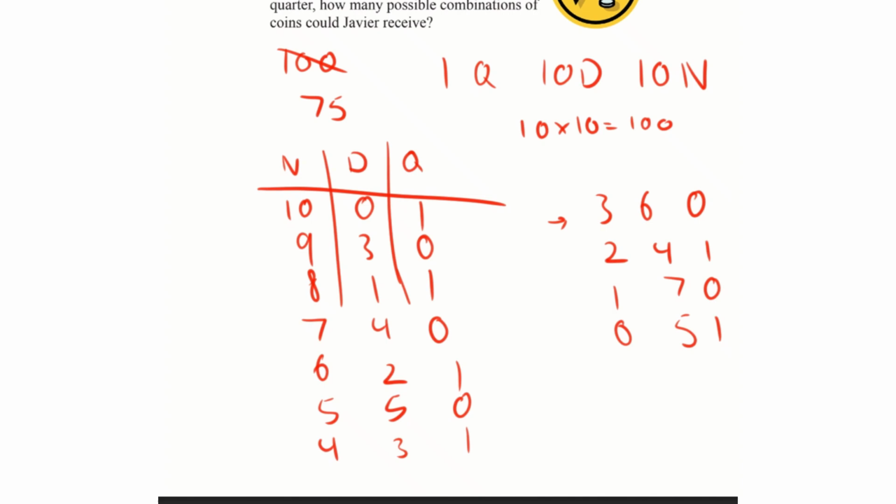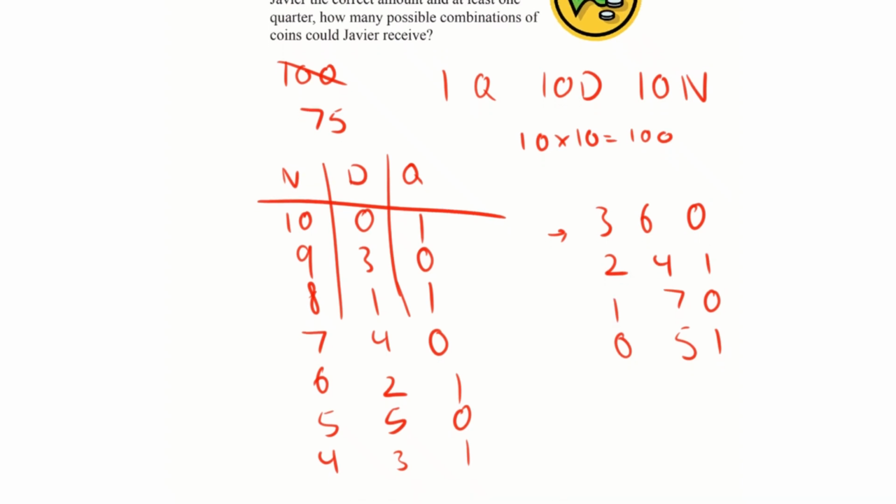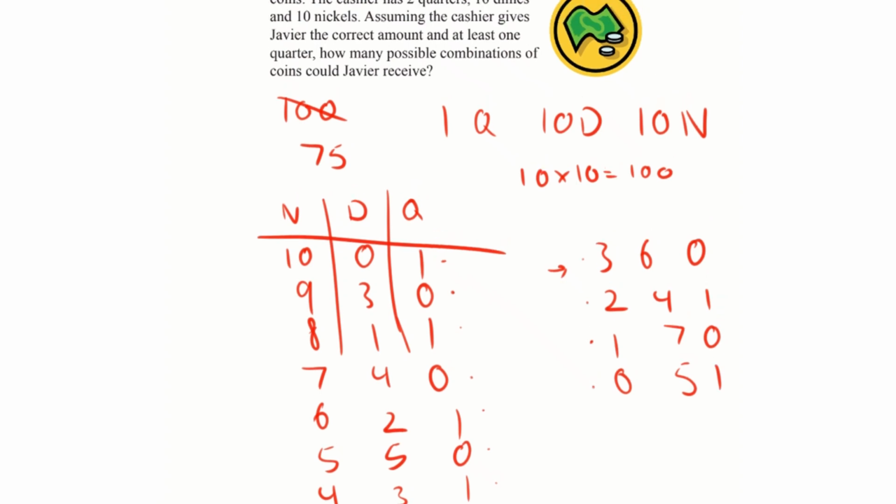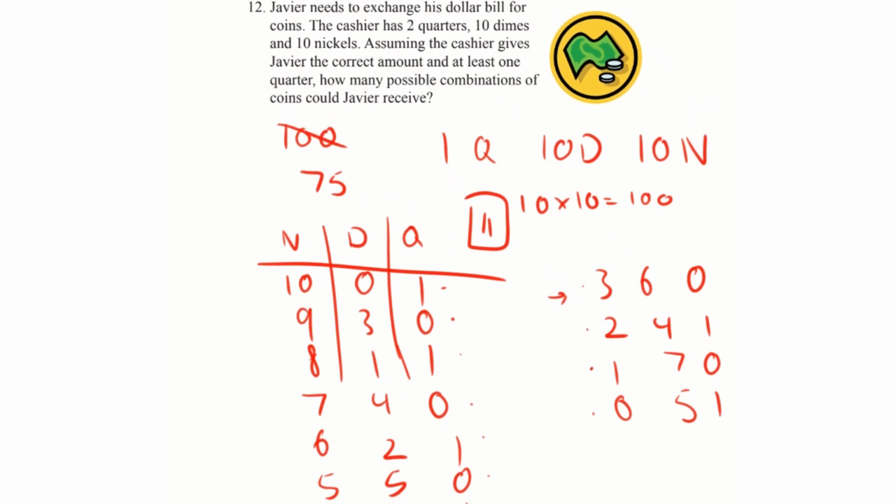Now let's see how many possible combinations this totals up to. 1, 2, 3, 4, 5, 6, 7, 8, 9, 10, 11. So there are, in short, 11 possible combinations of coins that Javier could receive. Well, I wonder how I should be pronouncing that. In any case, 11 should be our answer.